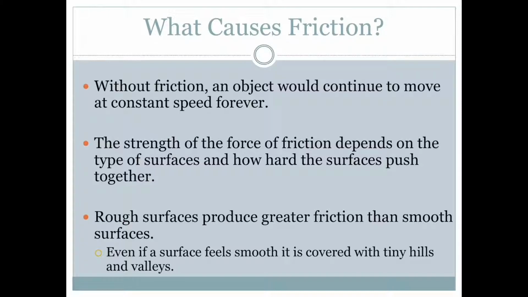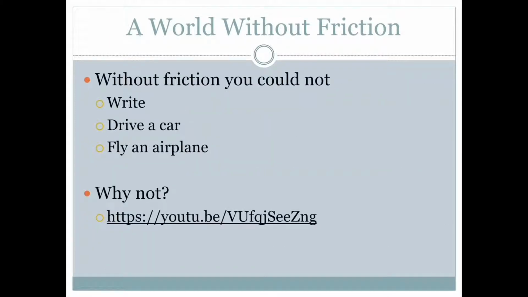And even though smooth surfaces feel smooth, they are actually covered with tiny hills and valleys. We can't see them, but they're there, which is what causes the friction on a smooth surface. So in a world without friction, you couldn't write, drive, or fly an airplane. There is a video here, and I'm going to link it in the resource videos for this week. It just explains what would happen if we lived in a world without friction and how things would go about happening, like riding a scooter, standing up a ladder, other things like that.